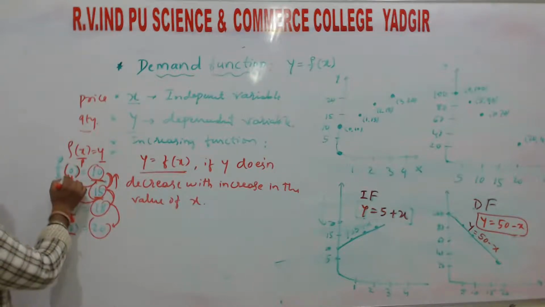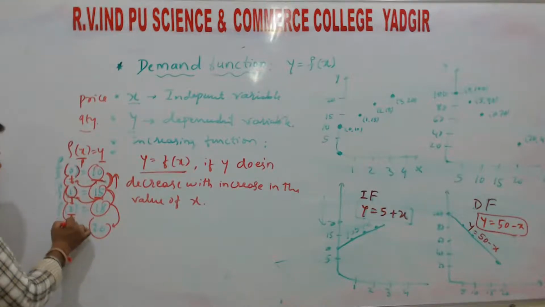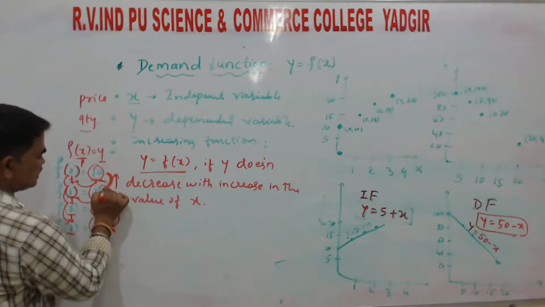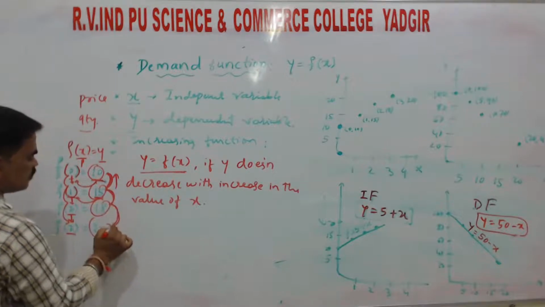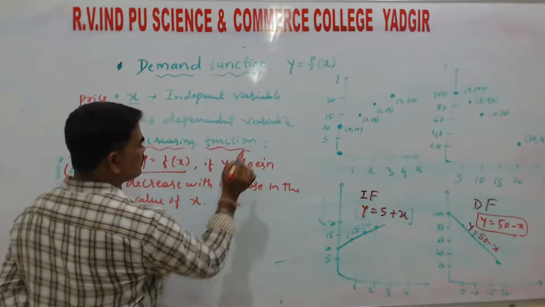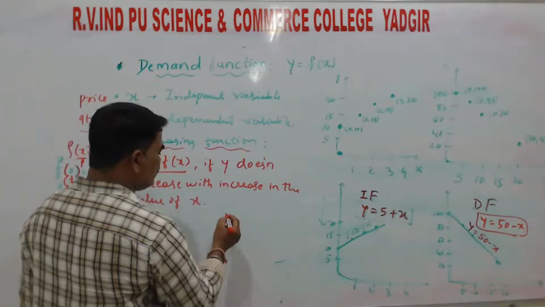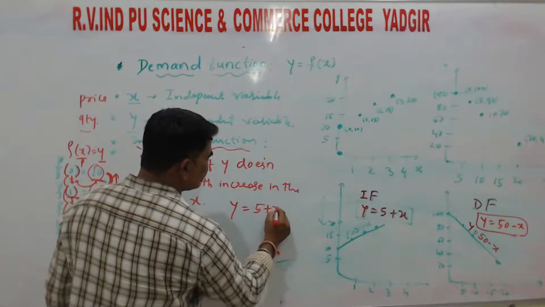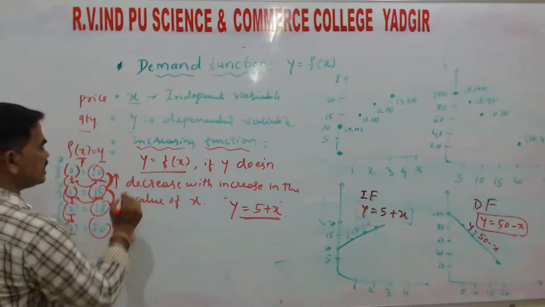So if the x value goes from 0 to 1, 1 to 2, 2 to 3, then the value of y is not decreasing here, but it increases from 10 to 15, 15 to 80, 18 to 20. If this is the case, then we will call it an increasing function. And in algebraic form, we will write y is equal to 5 plus x. This is the algebraic representation for an increasing function.